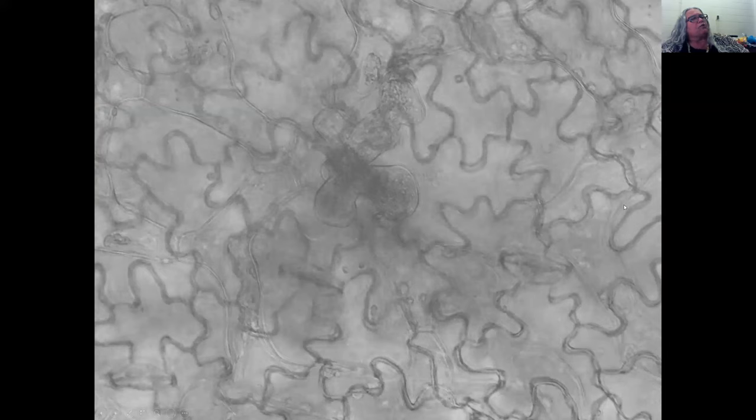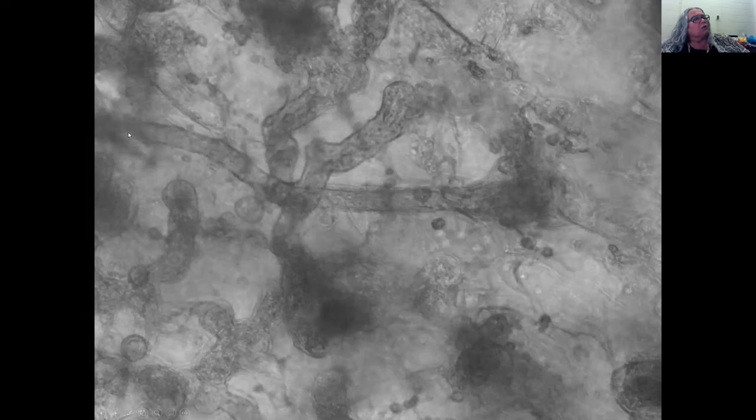Now, this is a shot through the top surface of a leaf showing you the mesophyll underneath and these sort of grainy blobs. If we focus down, this is the downy mildew infecting that plant leaf. And each of these lobes is seeking out a stomate on the underside of the leaf.